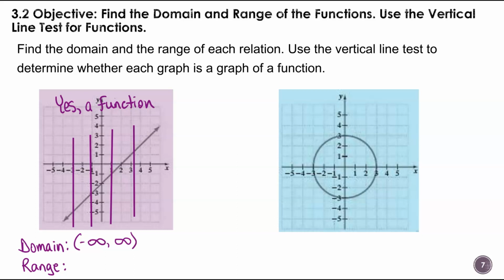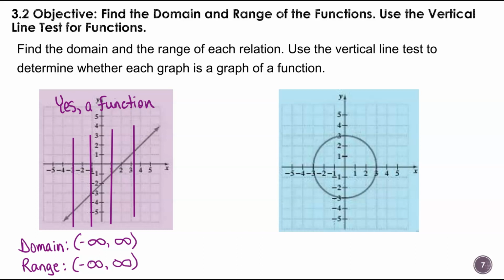And then on the range, it's actually the same thing, because as it gets wider, it's going to go in the negative and positive direction on the y-axis, right? So if you're just looking at the y's, the same thing happens. And I'm from negative infinity to positive infinity. All right. Okay, let's look at this next question.